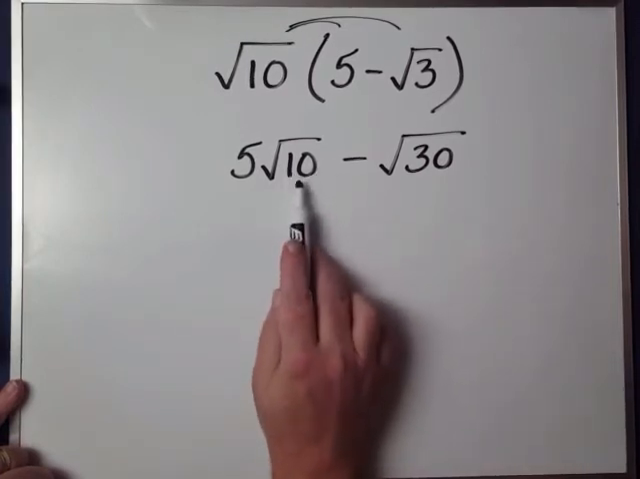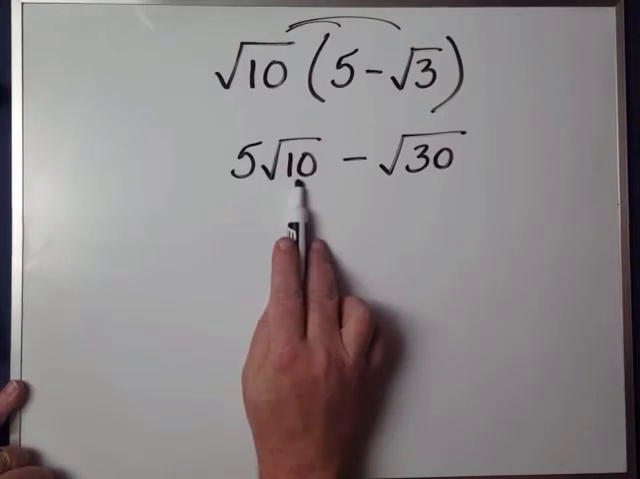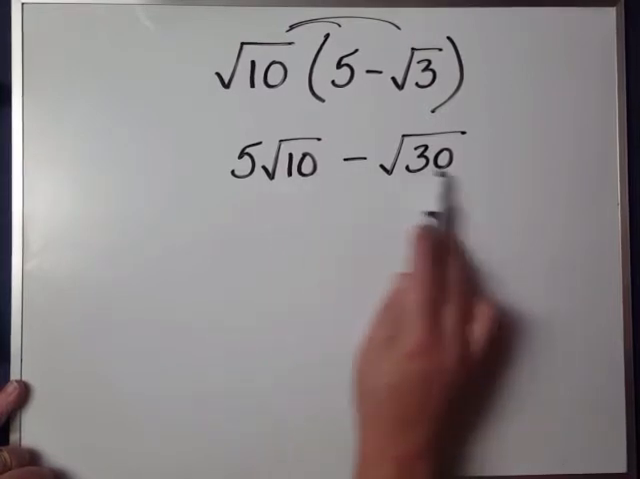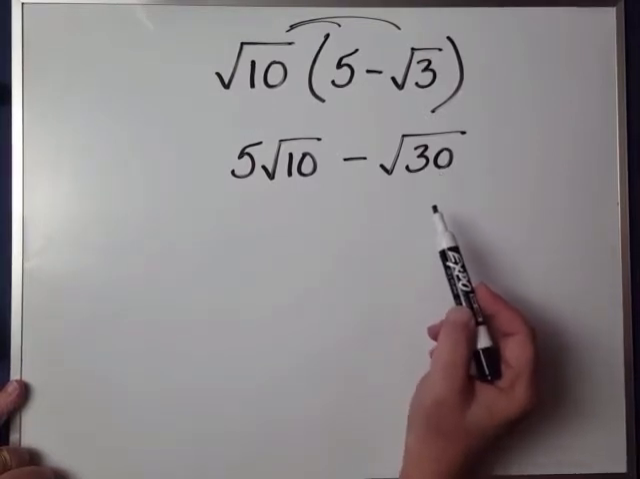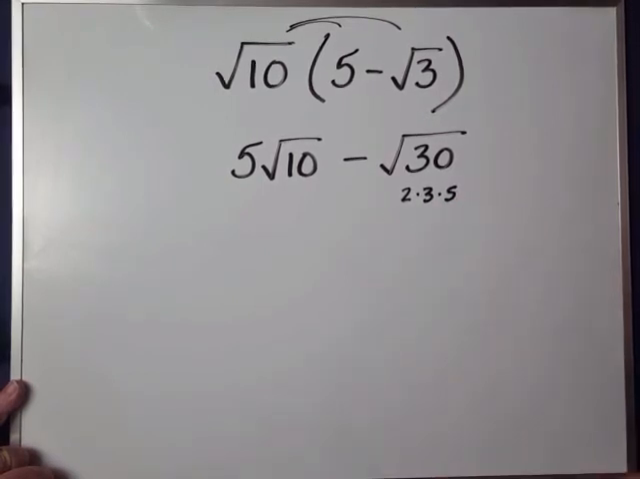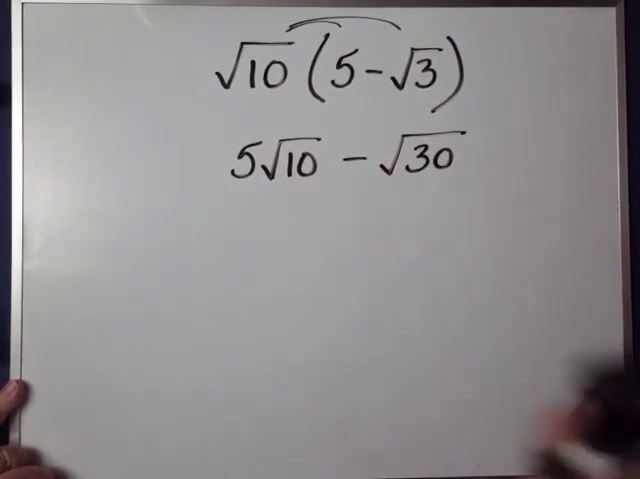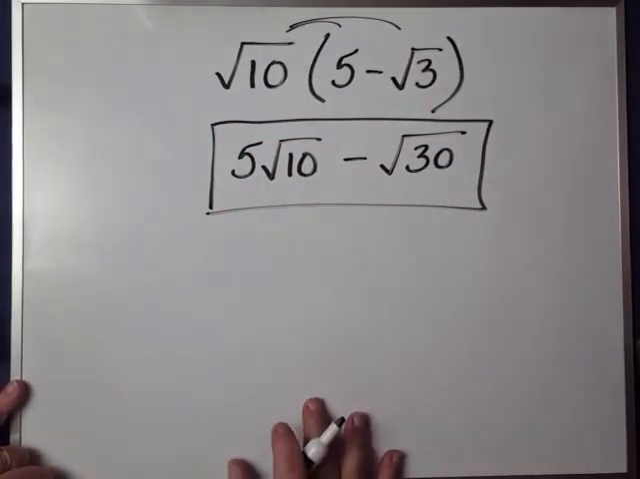Check to make sure that you don't have any perfect squares under a square root. 10 is what? 2 times 5? No pairs there, no perfect squares. 30 is 2 times 3 times 5. No pairs. So no perfect squares contained in that 30. And so this is simplified.